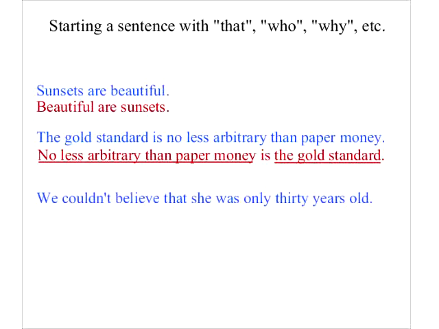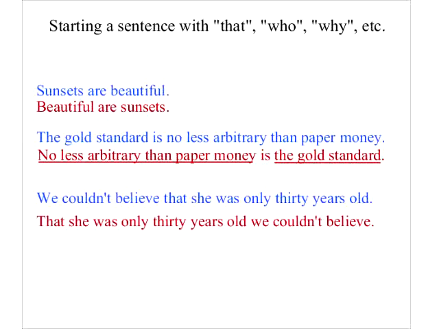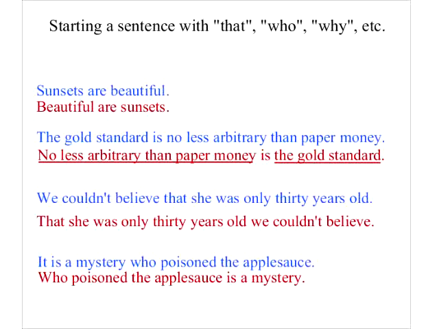A couple more examples. We couldn't believe that she was only 30 years old. I could flip that around and say, that she was only 30 years old, we couldn't believe. I don't know why I have to change my accent when I say it backwards, but it's such a pretentious way of saying a sentence. It is a mystery who poisoned the applesauce versus who poisoned the applesauce is a mystery.